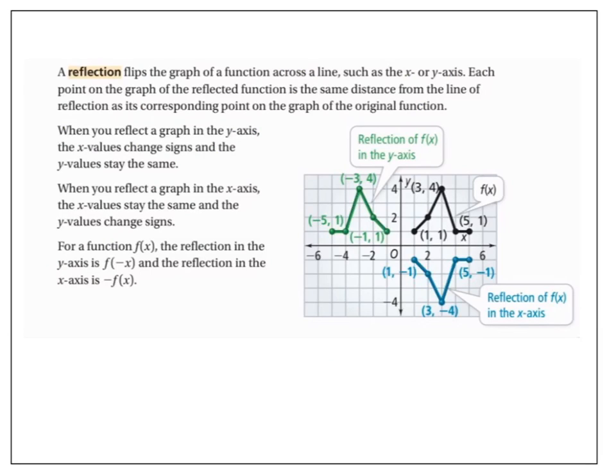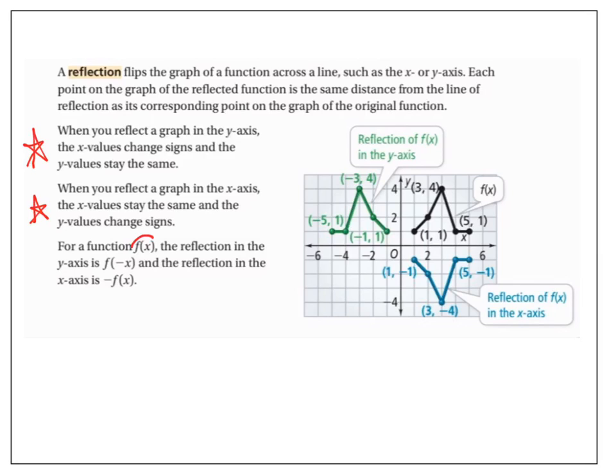All right, so now we're going to talk about a reflection. A reflection flips the graph of a function across a line, such as the x or y axis. Each point on the graph of the reflected function is the same distance from the line of reflection as its corresponding point on the graph of the original function. When you reflect a graph in the y-axis, the x values change signs and the y values stay the same. Okay, so that's important, so make sure you star that. When you reflect a graph across the x-axis, the x values stay the same and the y values change signs.